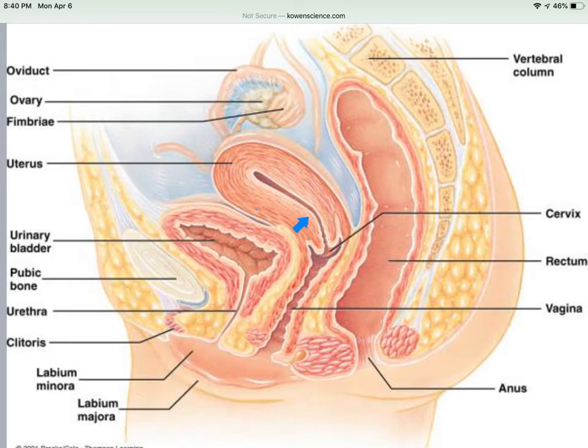Right here we have the uterus. The opening is the cervix. Right here we have the vagina. We have the labia major and minor. Here's minor, here's major. The clitoris is right here. And so we're going to be looking at the functions of these structures as we go through. Now, to hold the uterus in place, there is a ligament called the broad ligament.